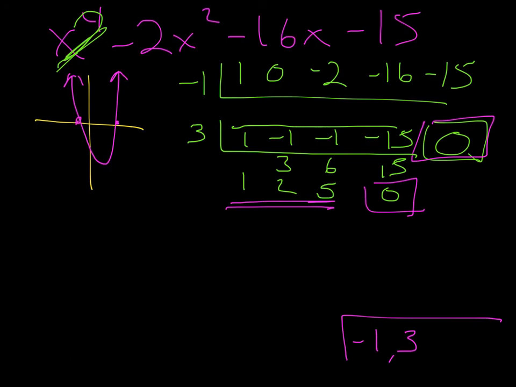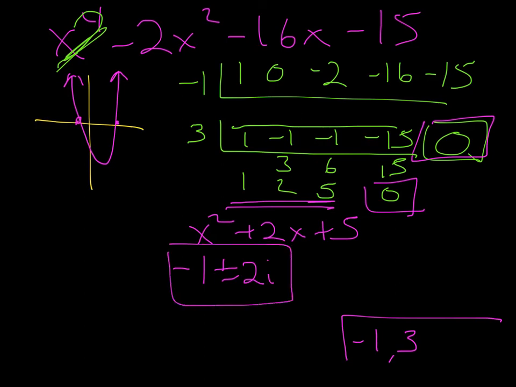So now, if I need to, you can write this is just going to be x squared plus 2x plus 5. And if you do your quadratic formula, you're going to end up with -1 plus or minus 2i. You can do that on your own. That's just the whole quadratic formula. And these are my other two roots. So my other two roots are going to be -1 plus or minus 2i.